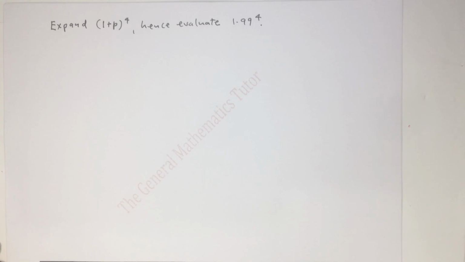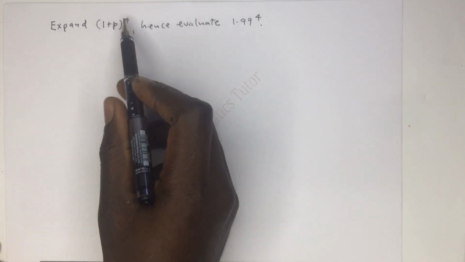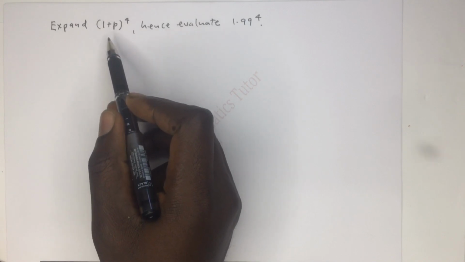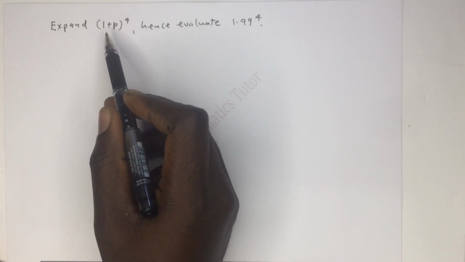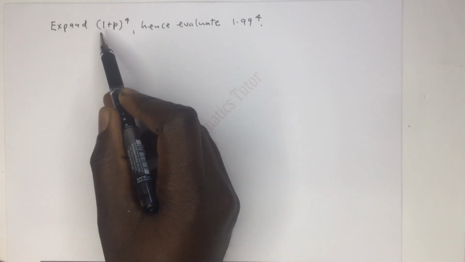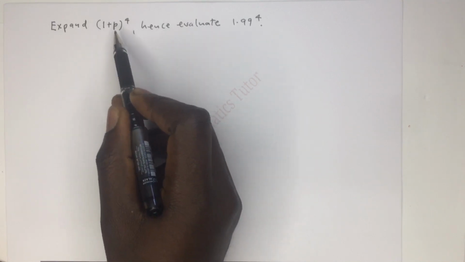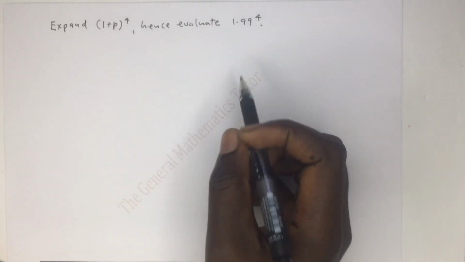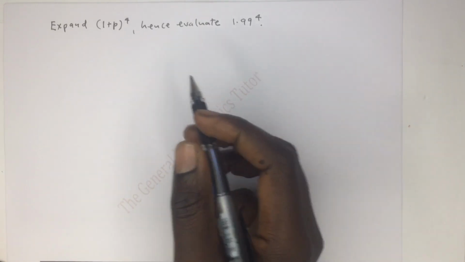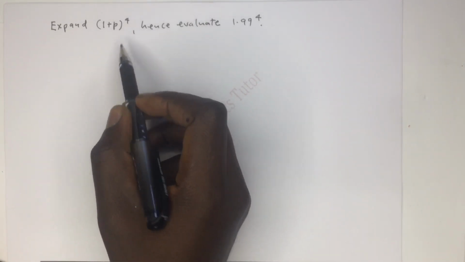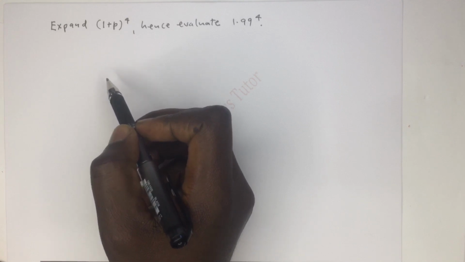Expand (1 + p)^4, hence evaluate 1.99 raised to the power 4. So the first thing to do is just obtain this binomial expansion. We're going to need, number one, the coefficients for the expansion, and then we're going to look at how the powers of a and the powers of b change across the expansion. So the first thing is to obtain the coefficients of that particular expansion.